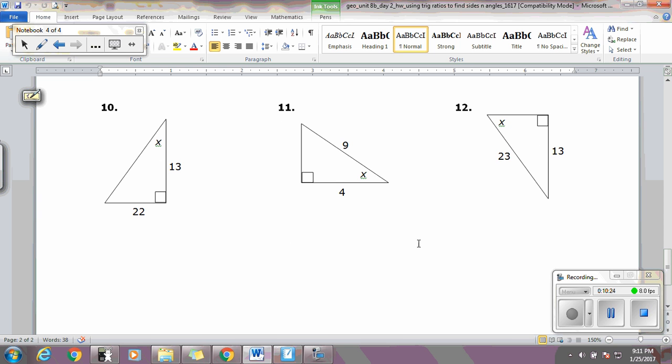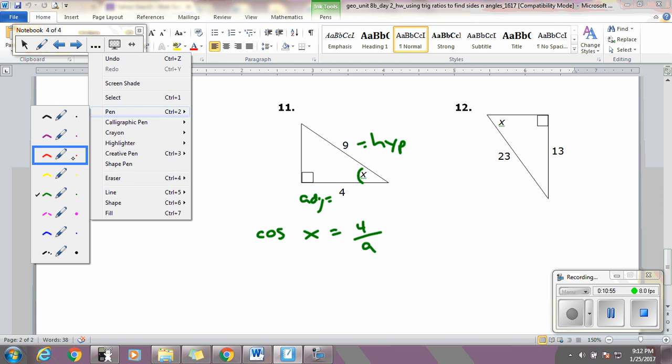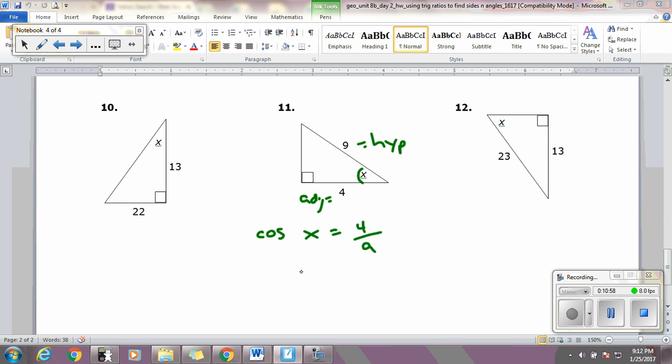The last problem we'll work together is number 11. X is an angle again. In reference to x, we have the adjacent side, which is 4, and the hypotenuse, 9. So again, we can write a cosine function. So cosine of angle x is equal to adjacent, which is 4, over hypotenuse, which is 9. And again, if you're looking for the angle, you must use the inverse function. So that means x equals cosine inverse of 4 over 9.